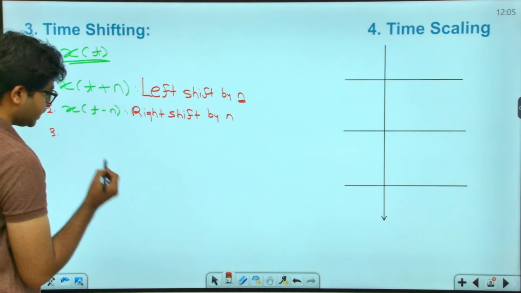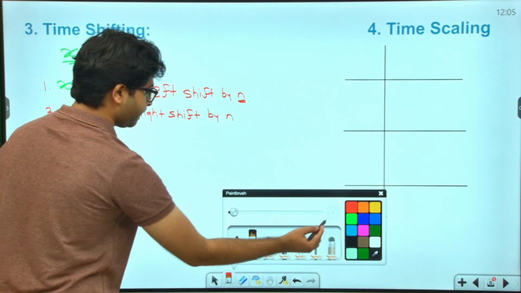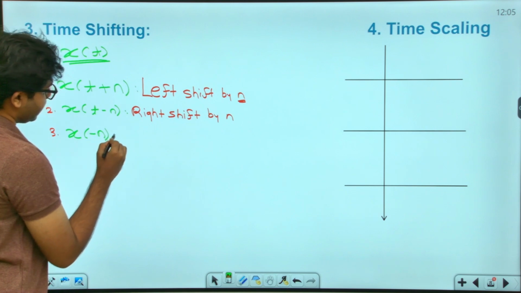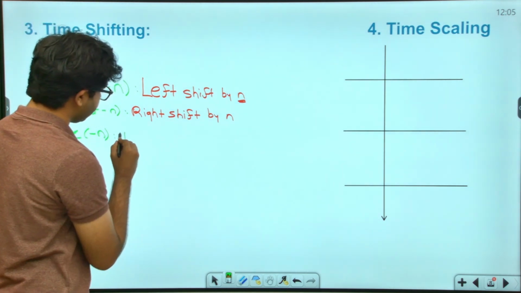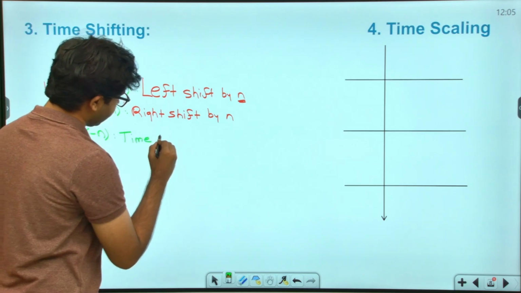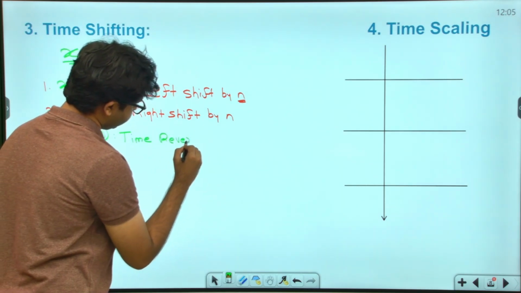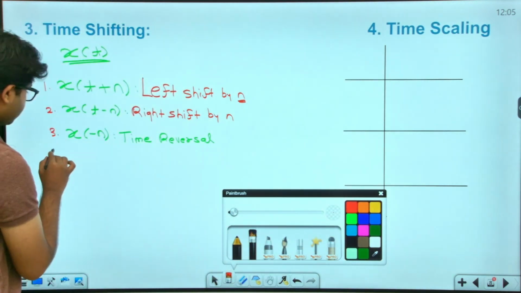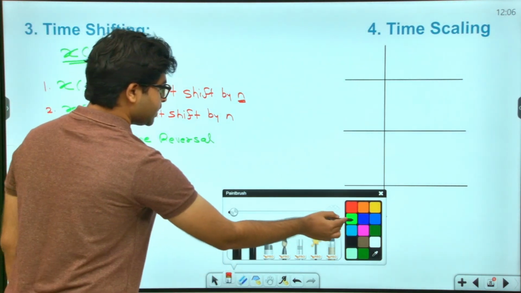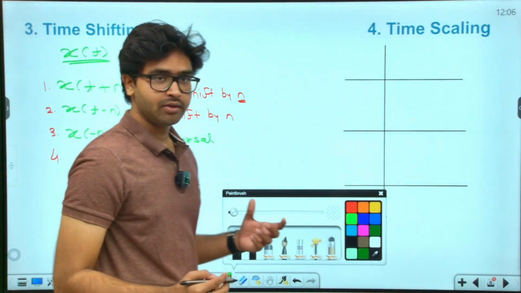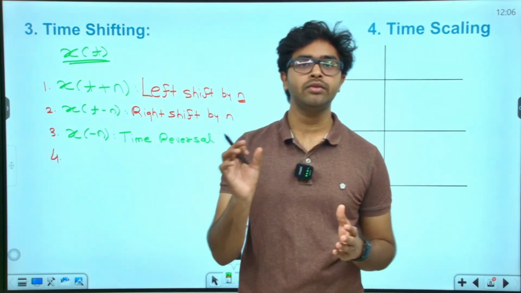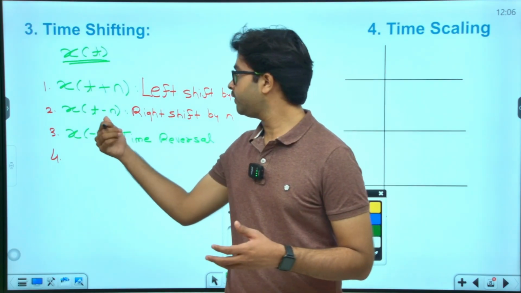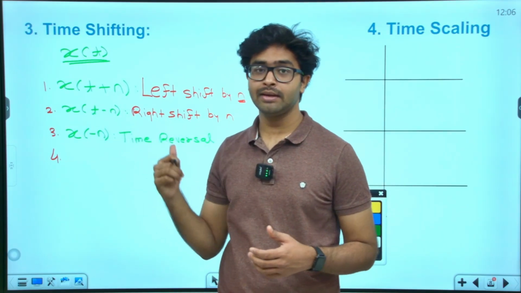Now the third comes the time reversal, x of minus n. As earlier we have seen, it's a time reversal. Then fourth comes the following: the original signal was x of n. If I add n units to it, x of t plus n, then it's a left shift, and if it's x of t minus n, then it's a right shift.